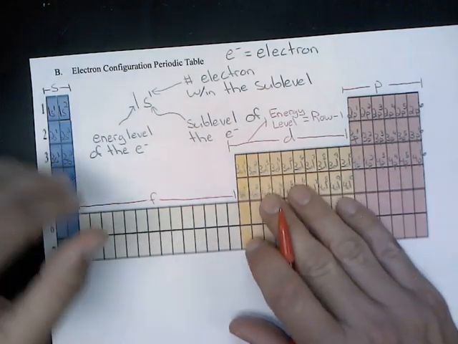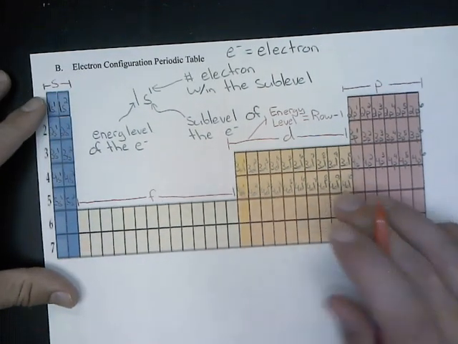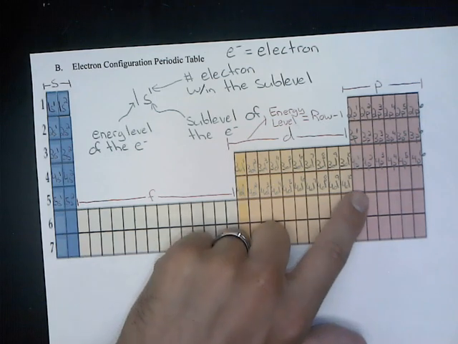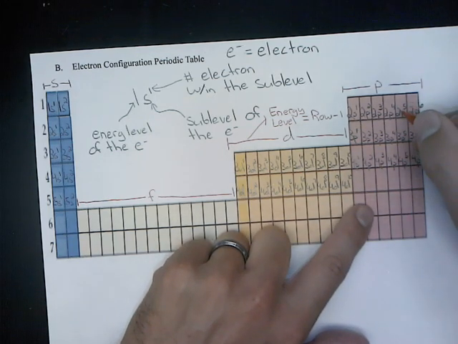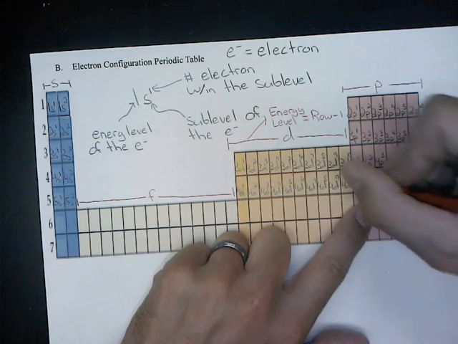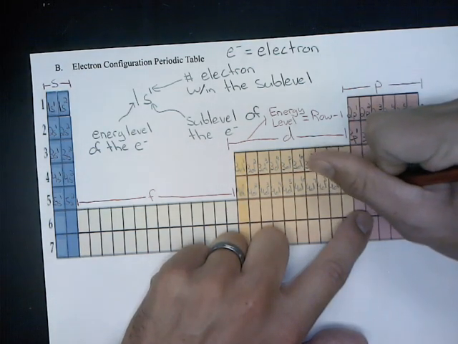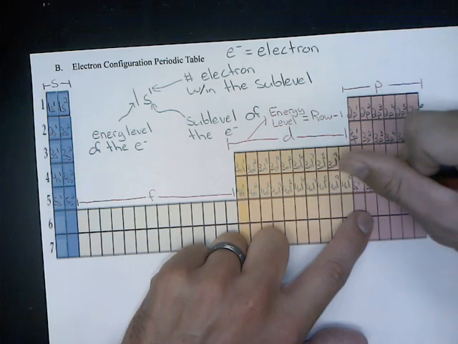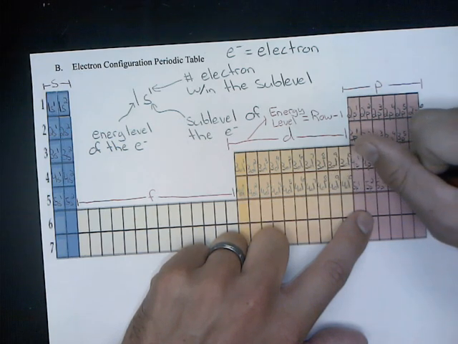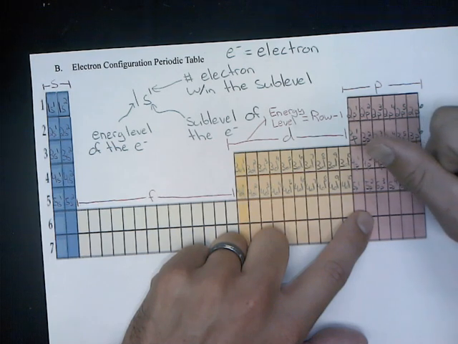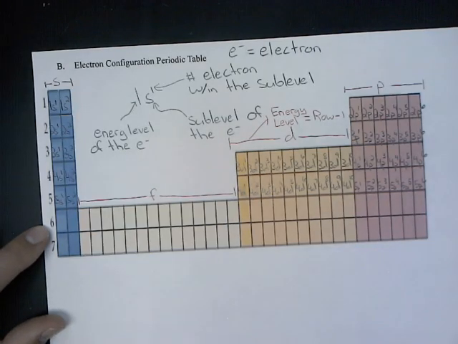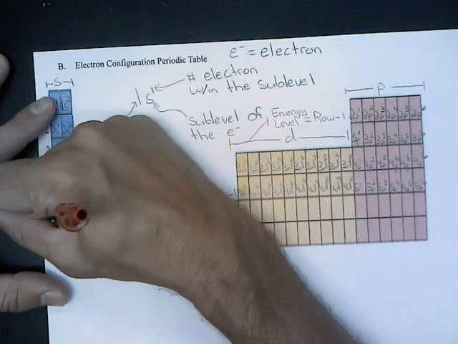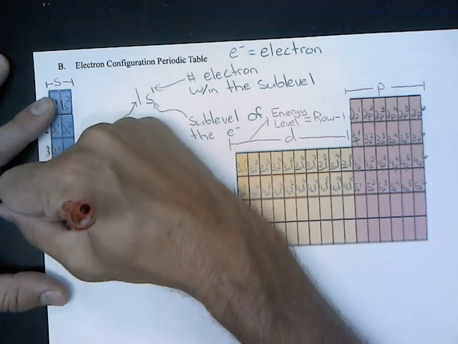Okay, so now, again, we have 4d1 all the way to 4d10. We get to the p sublevel, and remember, for the p sublevel the energy level is equal to the row, so we go back to 5p1 and write all the way down to 5p6. We go to the sixth energy level. For the s sublevel, the energy level is the row, so we have 6s1, 6s2, and then we have to pump the brakes.